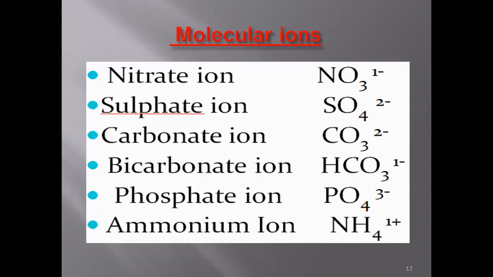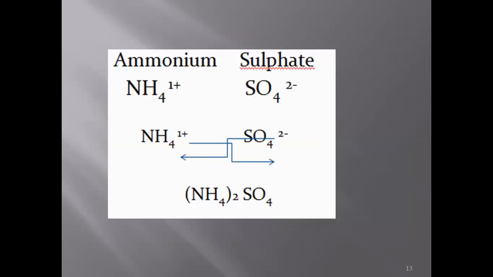Now, if molecular ions are present in the ionic compound, then what will happen? Molecular ions, these are the polyatomic ions. The ions or the group of atoms that have charge on them are called molecular ions or polyatomic ions. These are a few examples of molecular ions, and we can write down the formula with the help of these molecular ions. For example, if we have a compound ammonium sulfate, ammonium is a molecular ion, sulfate is a molecular ion. You can write down the formula again by following the same steps.